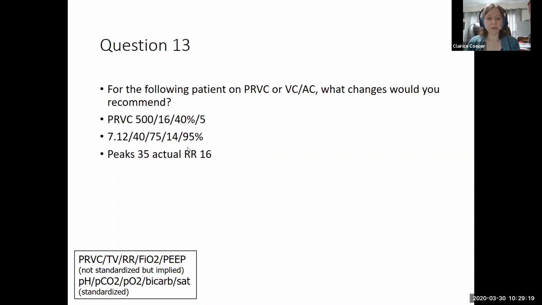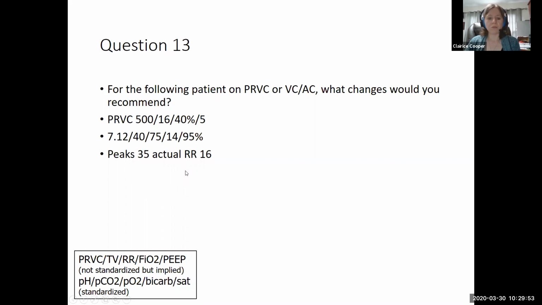So this patient is on, again, minimal vent settings. And what we find is an acidosis that is metabolic. So there's no respiratory component to it. However, the patient also is not compensating from a respiratory standpoint. Oxygenation is adequate with minimal vent settings. Peak airway pressures are high.